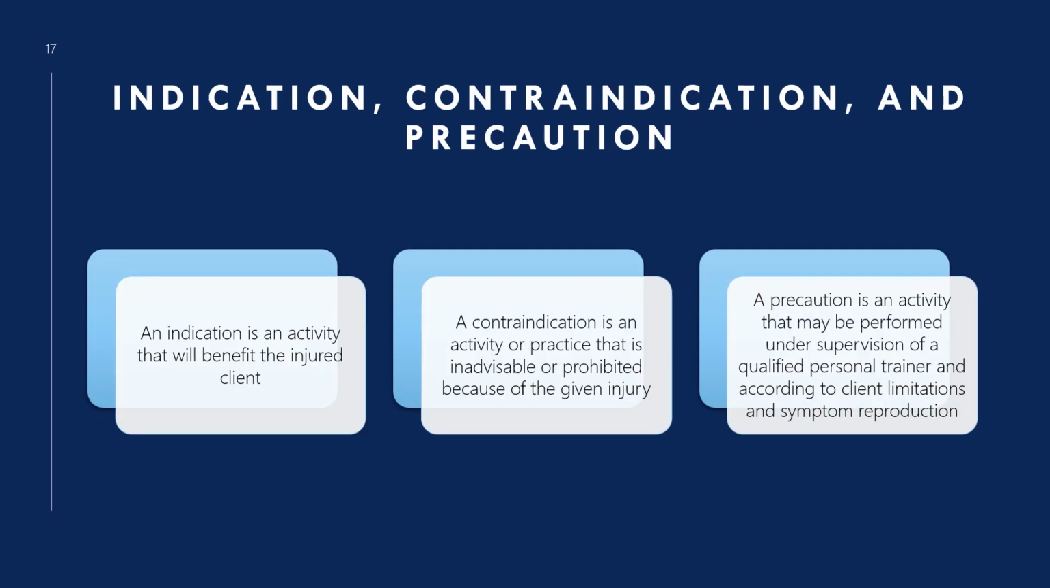Indications, contraindications, and precautions are important considerations in healthcare and rehabilitation settings when determining the appropriateness of certain treatments, interventions, or activities. Here's an explanation of each term. Indications refer to the circumstances or conditions in which a particular treatment, intervention, or activity is recommended or appropriate. They are based on scientific evidence, clinical guidelines, and the specific needs of an individual. Indications help healthcare professionals determine when a particular approach is likely to be beneficial and should be pursued.